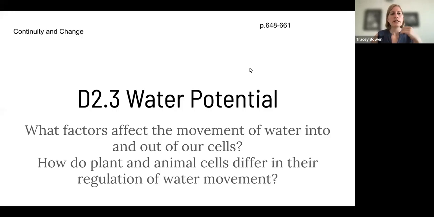All right, so for this video, we're going to be looking at D2.3, which is focusing on water potential. We're going to be going with the theme of continuity and change. So how is water going to change as a byproduct of solute concentrations? And we're thinking about what factors affect the movement of water into and out of our cells, and how is that going to be similar or different in plant and animal cells.